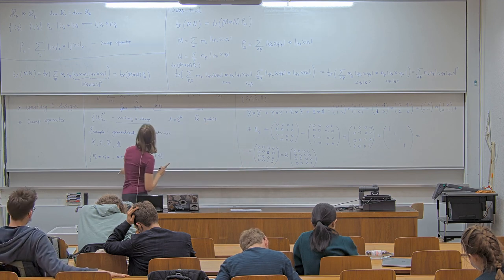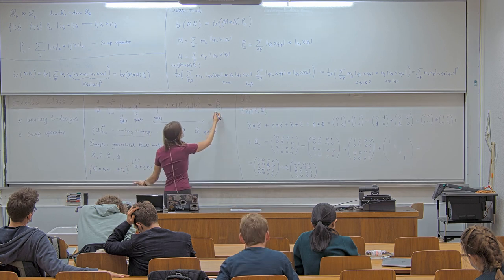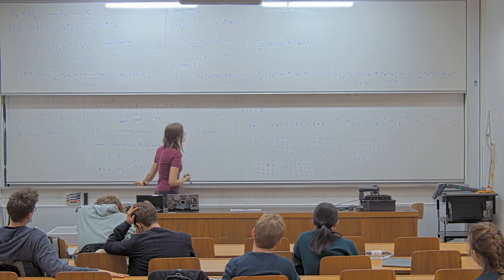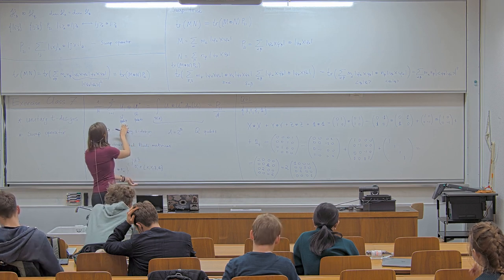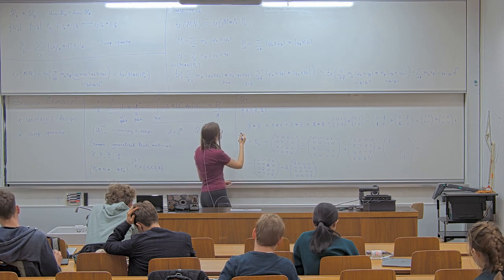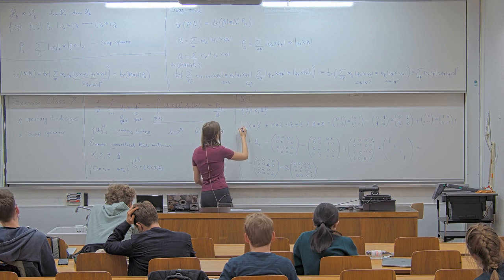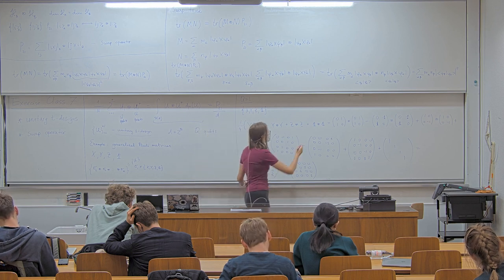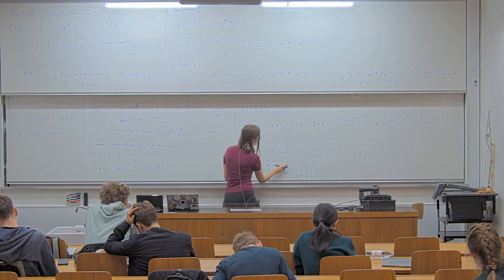Okay, I think maybe I made a mistake here. I think this might be P over the dimension of one of these systems. So basically, we use 4 matrices, so we need to divide this by 4. And so here we would have 1/2.